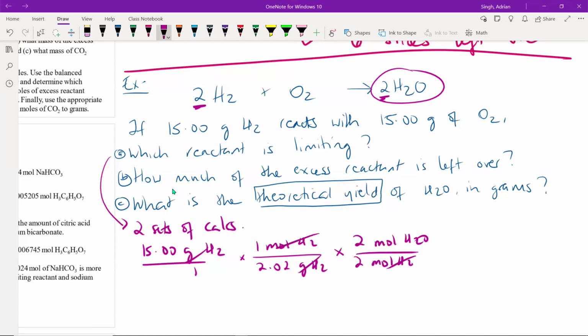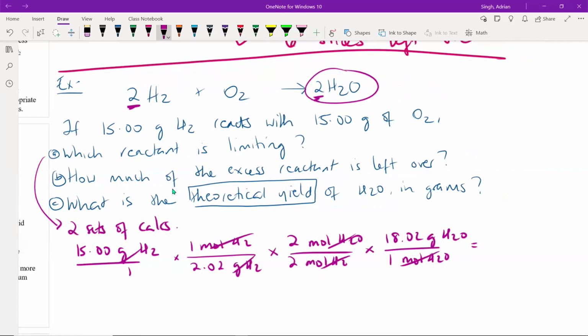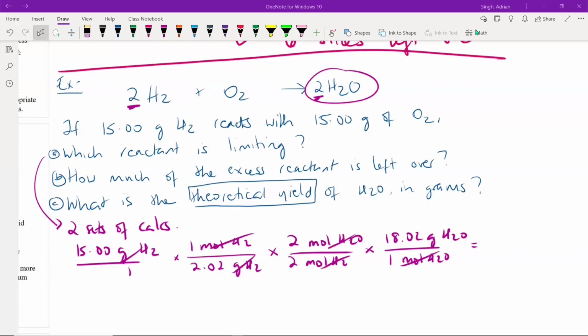Moles of H2 cancels. And then if I want to take this the last step, I can convert that to mass. So 1 mole of H2O, molar mass of H2O is 18.02 grams of H2O. Okay, so the moles of water cancel out. And then that's going to give us the grams of water, which we can then calculate. Okay, so this is going to give us 133.8 grams of H2O if all of the hydrogen reacted.